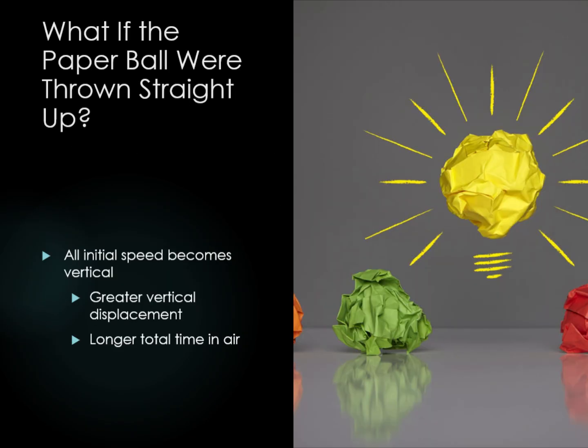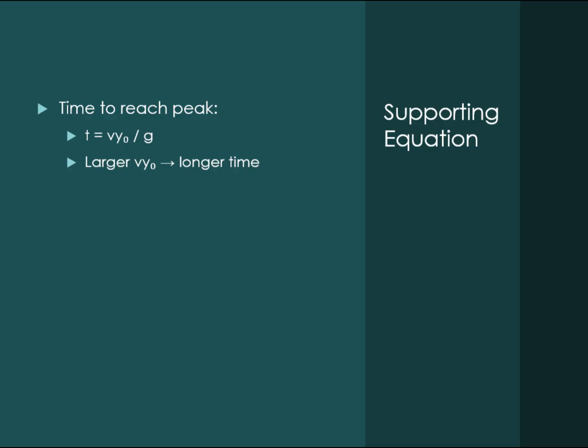If the ball were thrown straight up with the same initial speed, it would take longer to reach the ground. In the original experiment, only part of the velocity contributed vertically. If it were thrown straight up, all the velocity would be in the y component, meaning time to reach the maximum height is simply t equals vy naught over g. With a larger vertical component, the ball rises higher and stays in the air longer.